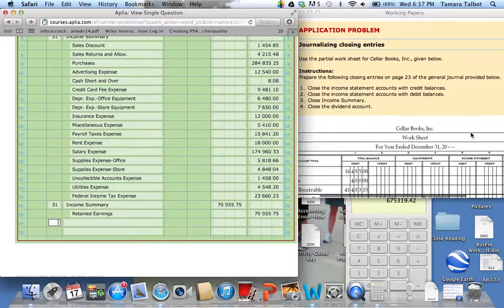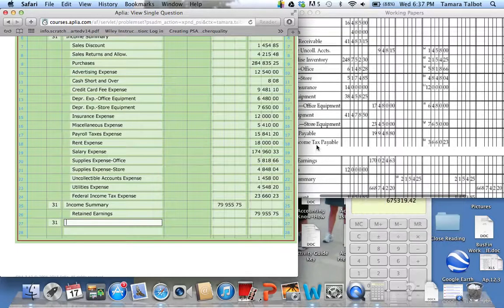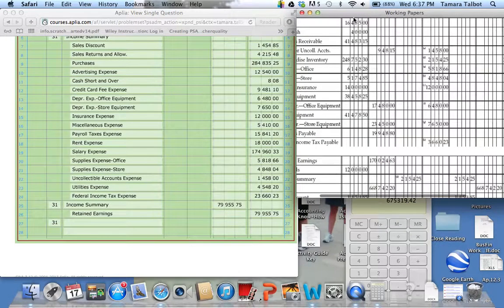Our last entry to close is the dividend account, and we will close dividends into income summary. I just need to look at this. Come on, open up. There we go.